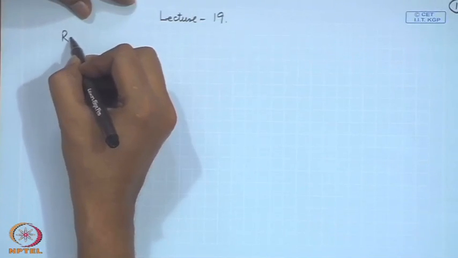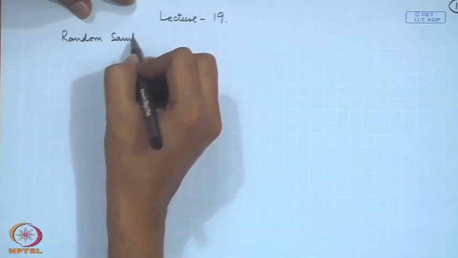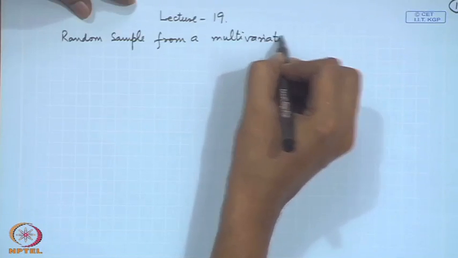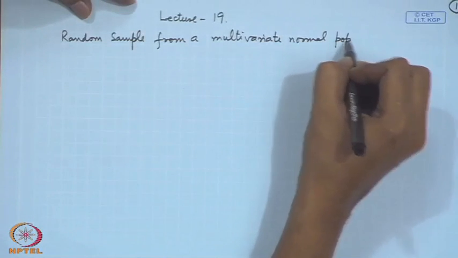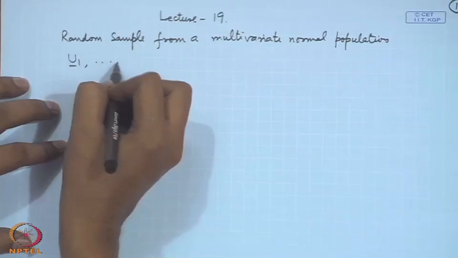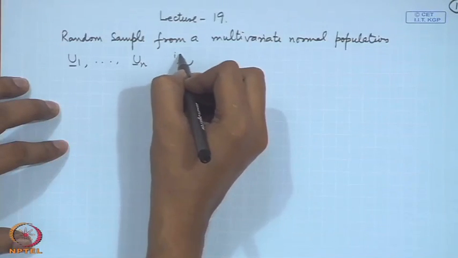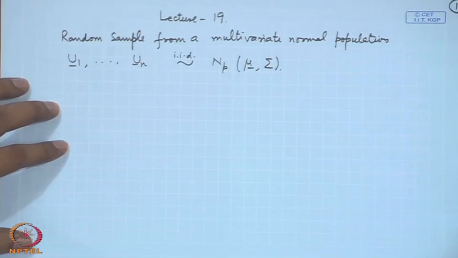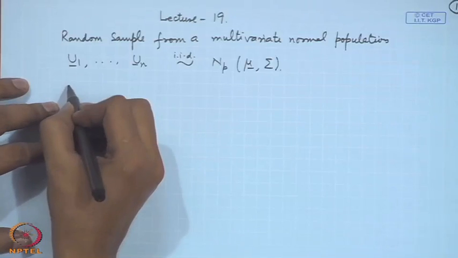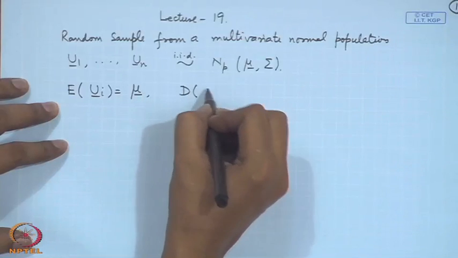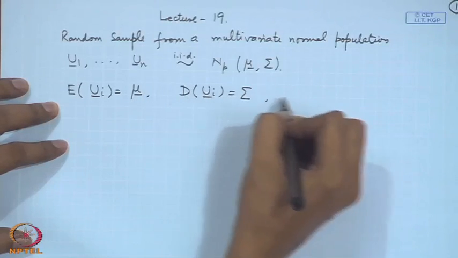So, let us consider a random sample from a multivariate normal population. We can consider, say, U1, U2, ..., Un, let me use this notation. These are independent and identically distributed N_p(mu, sigma) random variables. That means these are observations from a p-variate normal distribution. So, we have expectation of each Ui equal to mu, and the dispersion matrix of Ui is equal to sigma, for i equal to 1 to n.